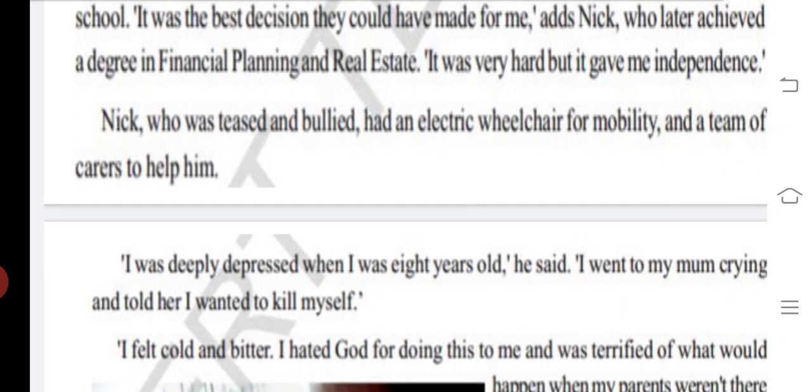Nick, who was teased and bullied, had an electric wheelchair for mobility and a team of carers to help him. We know that Nick was born without arms and legs. He was teased, bullied and insulted by his classmates and schoolmates. For mobility, mobility means moving from one place to another, he was using an electric wheelchair, and a team of people always ready to take care of him.